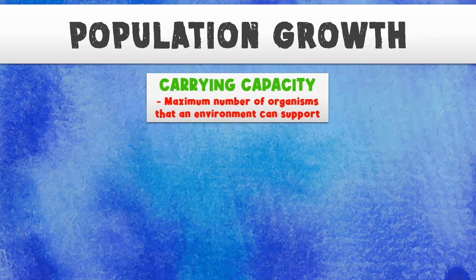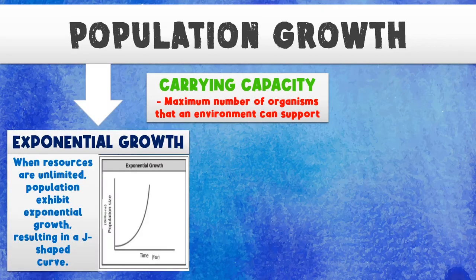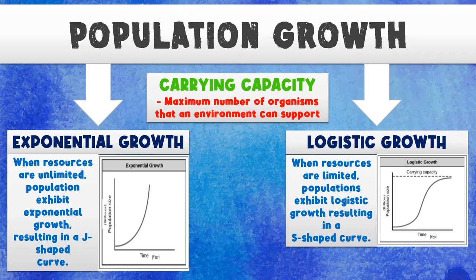There are also two models of population growth. First is exponential growth. It refers to a constant increase in the number of populations. When resources are unlimited, populations exhibit exponential growth, resulting in a J-shaped curve. Second, logistic growth. A population growth in which the growth rate decreases with increasing number of organisms until it becomes zero when the population reaches its carrying capacity. When resources are limited, populations exhibit logistic growth resulting in an S-shaped curve.